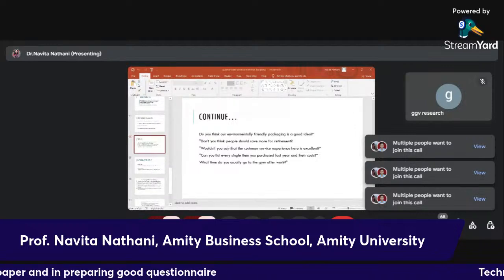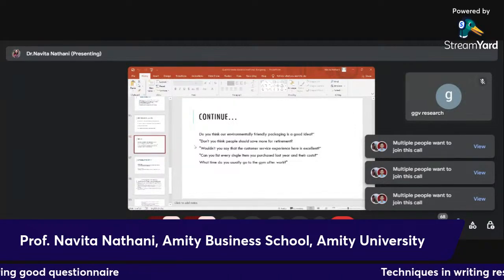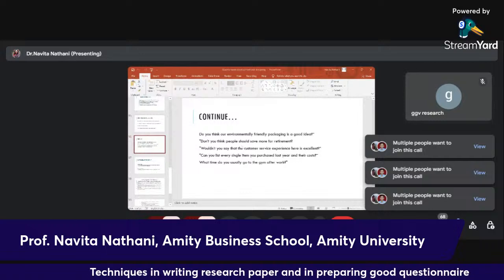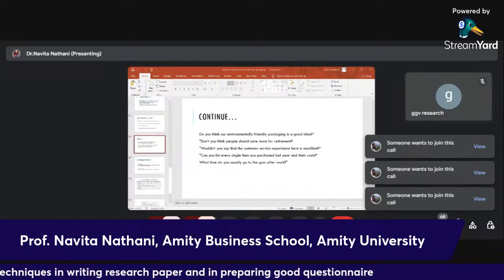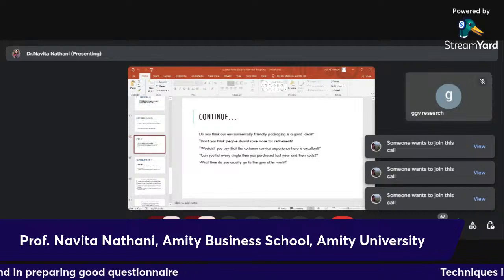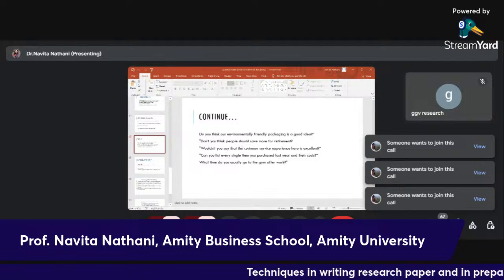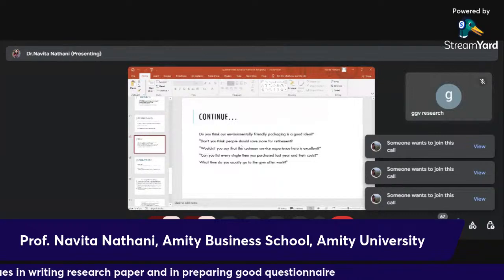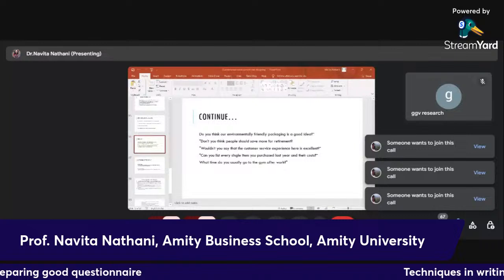What time do you usually go to the gym after work? What time do you usually go to the gym after work? I've specified that after work you are going for gym. Getting it? So we should not include double-barreled questions. We should not include questions which are leading. We should not include questions which are loaded or confusing, which may confuse our respondents. And that is how we cannot get the exact answer from our respondent.